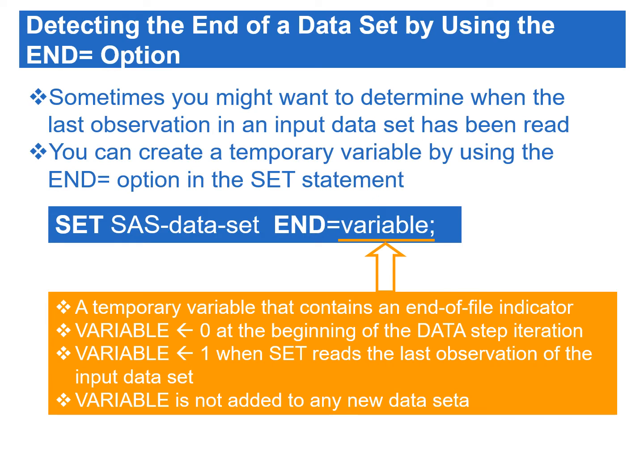Sometimes we may want to create a dataset that only contains the contents from the PDV when reading the last observation from the input dataset. We can create a temporary variable by using the end equals option in the set statement as a flag to signal when the last observation is being read. The variable after the keyword end equals is a temporary variable that contains an end of file indicator. The variable is initialized to 0 at the beginning of the data step iteration and is set to 1 when the set statement reads the last observation of the input dataset. Since the variable is a temporary variable, it is not added to the output dataset.